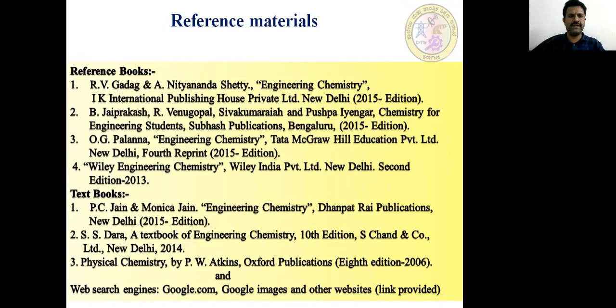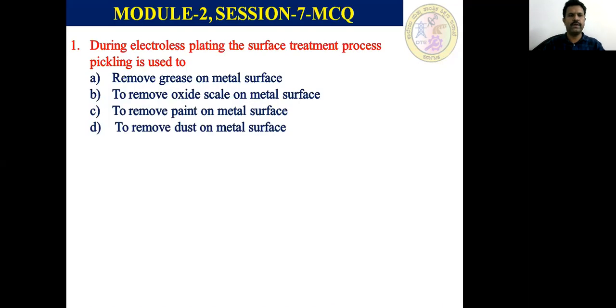These are some of the reference materials you can go through. And let's go through some multiple choice questions covered under this session, not 7, it's 8, sorry. Question number 1, during electroless plating, the surface treatment process pickling is used to? Option A, to remove grease on metal surface. Option B, to remove oxide scale on metal surface. Option C, to remove paint on metal surface. Option D, to remove dust on metal surface.